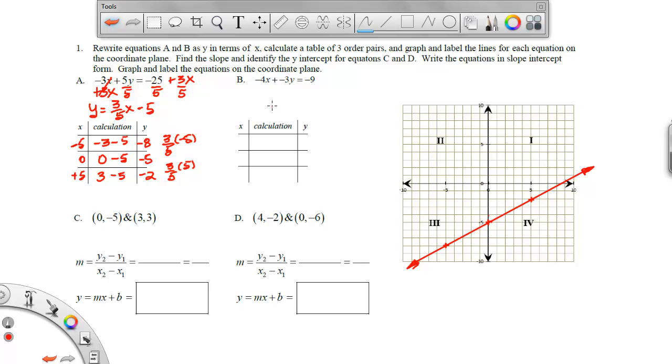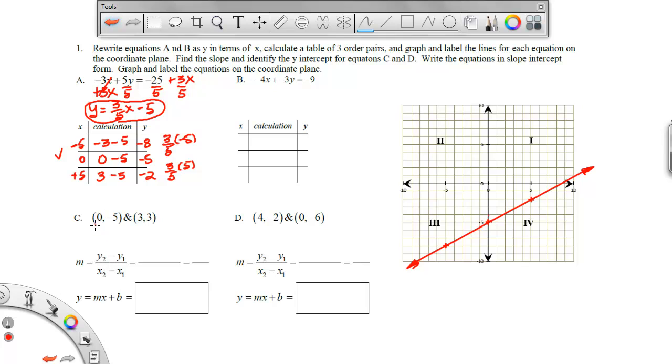Okay, B is done the same way. You're going to end up with a table and an equation in slope-intercept form, so make sure that you show me the equation, that you show me the table, and that you give me the correct line on your quiz. Now let's go down and look at problem C.